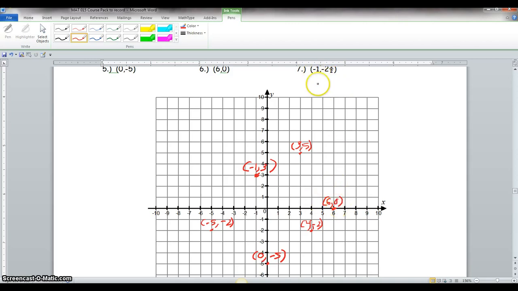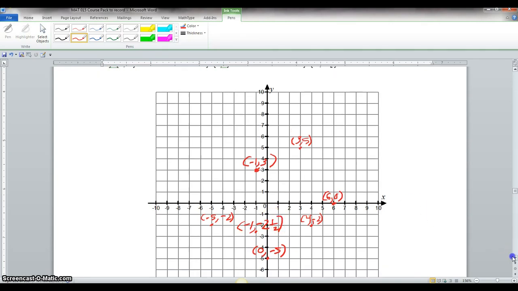Now last but not least, we had negative 1 and negative 2.5. So first we go to the left 1, and then negative 2.5. That means we go down 2 and halfway in between 2 and 3. So this is our point here. We had negative 1, comma, negative 2.5. Okay, and this is how we plot those points.